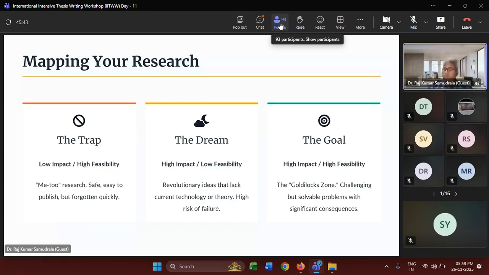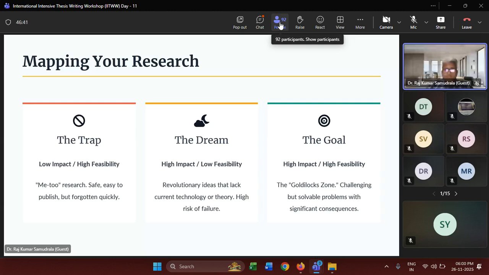But there is a high risk of failure. If you choose very strong problems, strong objectives, and we complete the task, we may get high impact, but the risk of failure is high. We may not achieve it. For that, we should have a goal. For that particular objective, it should have high impact and high feasibility. If we complete the task, it will give some impact for society, for industry, for humanity. At the same time, it has high feasibility also. That is called the Goldilocks zone. That zone is challenging, but solvable problems with significant consequences.